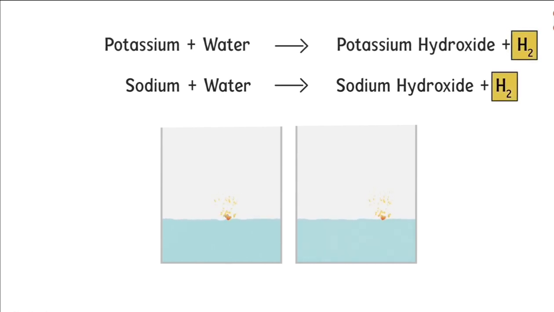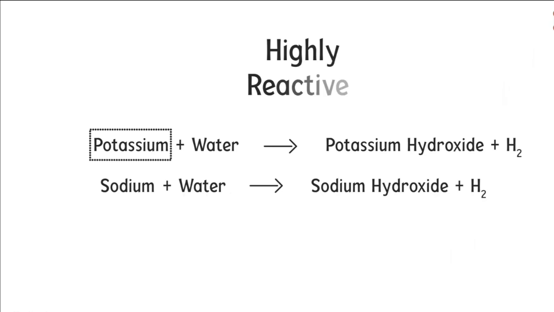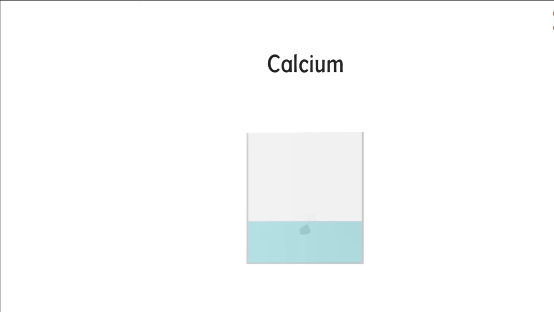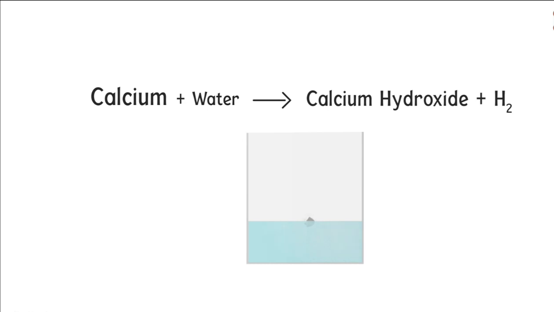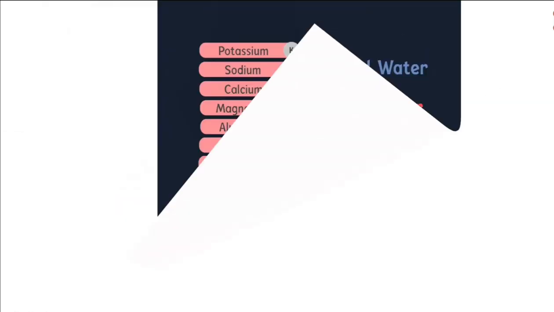This is an exothermic reaction. Potassium and sodium react with water to form potassium hydroxide and sodium hydroxide, and hydrogen gas is evolved. Now we will discuss the case of calcium. Calcium reacts with cold water, but the reaction is not as vigorous or violent in comparison to potassium and sodium. The hydrogen gas bubbles stick to the metal surface and the metal floats in the water.